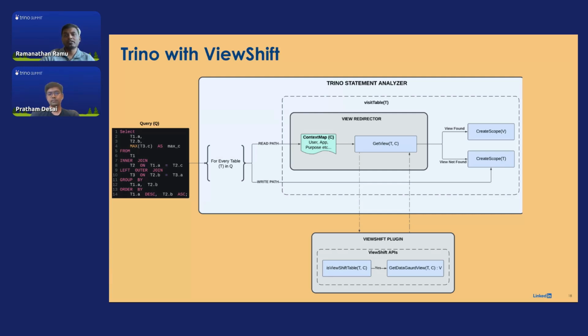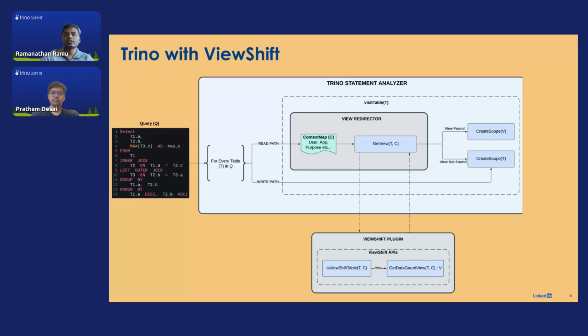So the two main APIs in the ViewShift plugin are isViewShiftTable and getDataGuardView. The isViewShiftTable API tries to determine if there's a mapping between the table, with the context provided, to a data masking view. If there's no mapping, then no view would be returned, and it would result in a no-op from the view redirector. But if there's a view mapped to the table and context combination, then the getDataGuardView API would fetch the right data guard view and return it back to the view redirector.